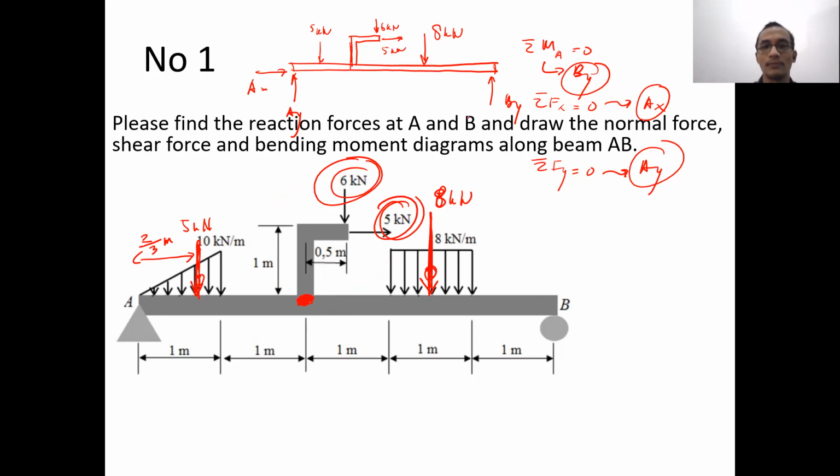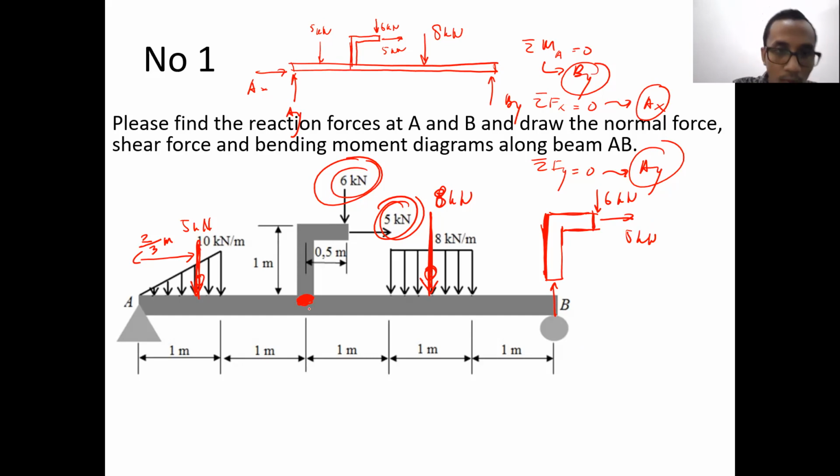Actually, the easiest way is to draw the free body diagram and to solve it. Also, we can isolate this part, of course. Yes, we can isolate it. We can do it this way. 5 kilonewton and 6 kilonewton. Then we can try to find out the reaction force there.